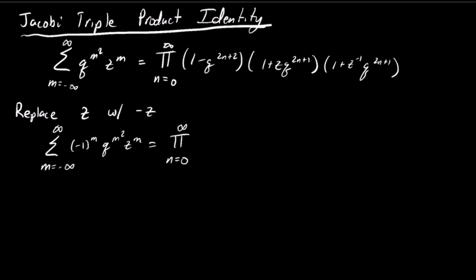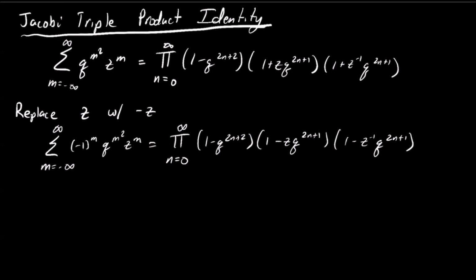So this becomes the product, n goes from 0 to infinity, of (1 - q^{2n+2})(1 - z q^{2n+1})(1 - z^{-1} q^{2n+1}). And the reason we do this is, well, we're going to want to rewrite the Jacobi triple product identity in a nicer form, and the nicer form is going to be what's useful for our proof later on of the Rogers-Ramanujan identities. So the substitution of z to minus z is just because it'll be useful later on for us. Okay, so again, summing over z is quite inconvenient.